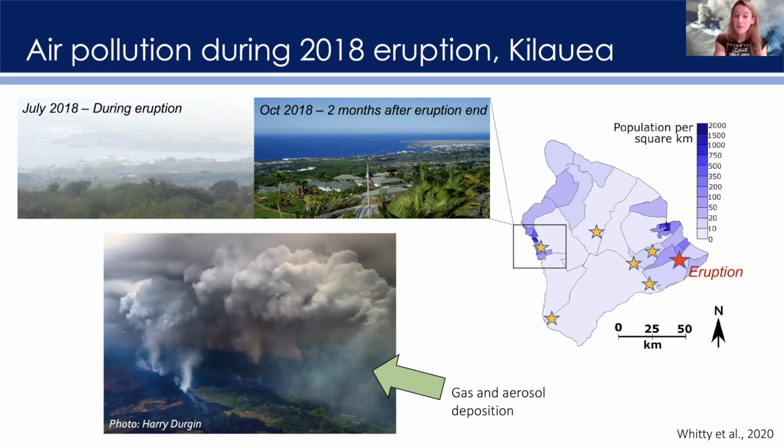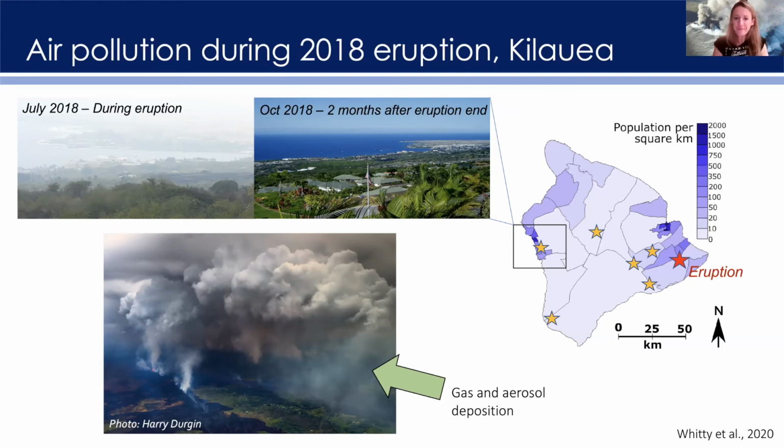The photo at the bottom shows what it was like close to the source, and I often show this image because I think it really captures just how influential the gas plume can be. This looks rather menacing. You've got the gases rising above the fissure, being transported in these huge billowing pyro clouds, and then you can already see some of the gases being deposited in communities close to the source.